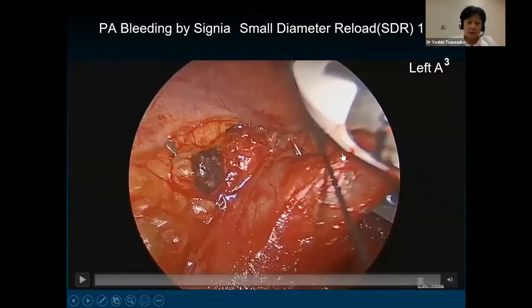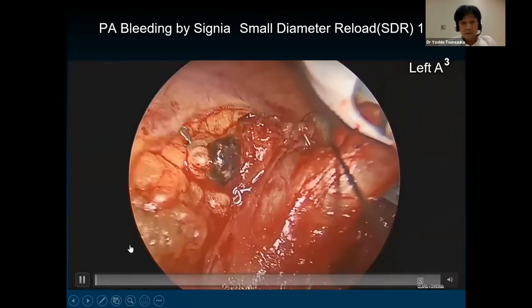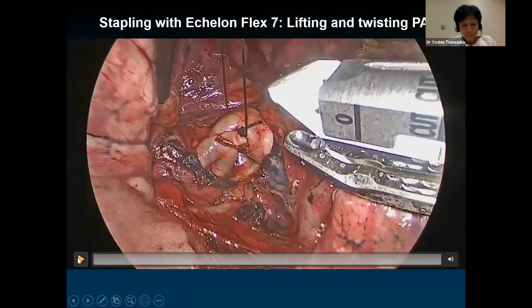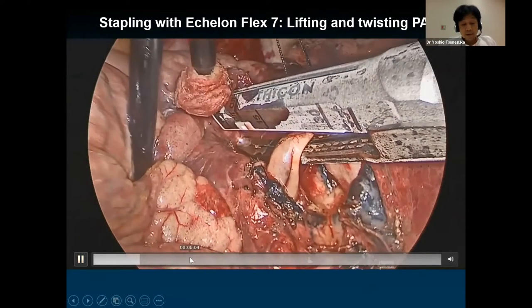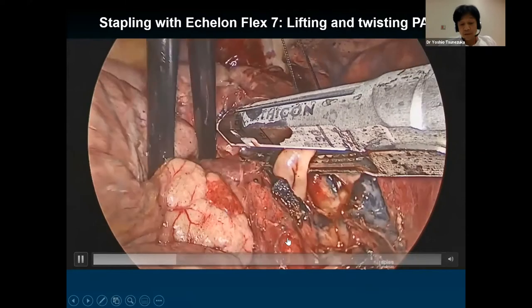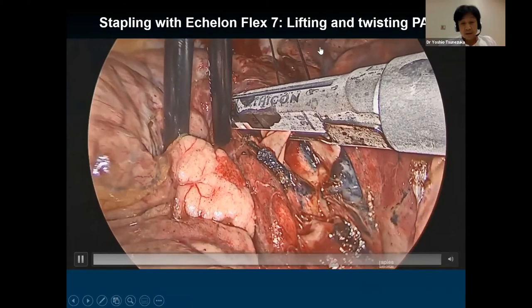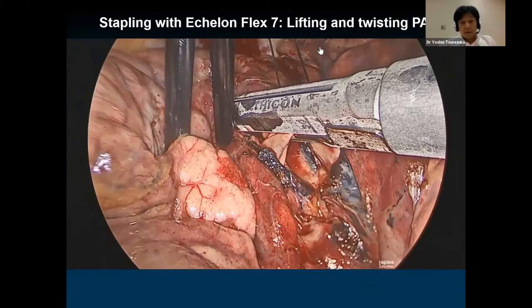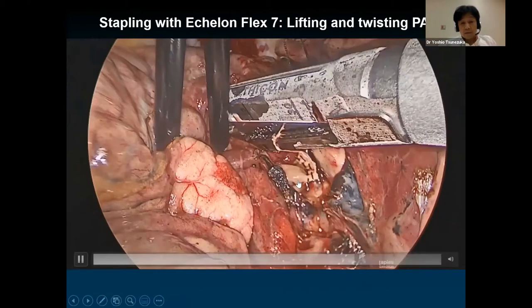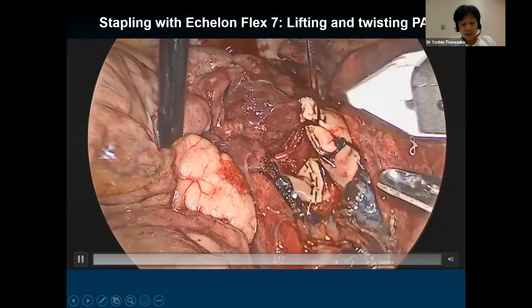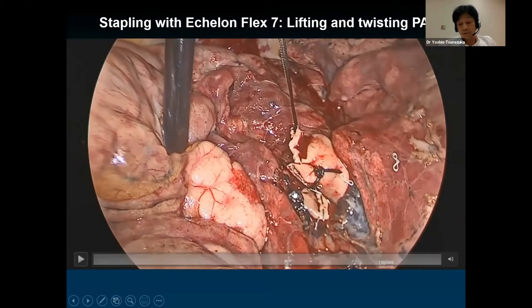This is a similar case, but using Echelon Flex 7. The pulmonary artery is lifted and twisted. You can see the pulmonary artery is compressed and deformed. Fortunately, major bleeding did not occur, but slight blood came oozing through the stump. After stapling, I saw that Echelon Flex 7 was perfect for covering for the surgeon's skill.